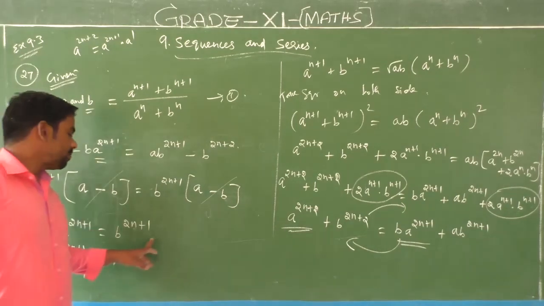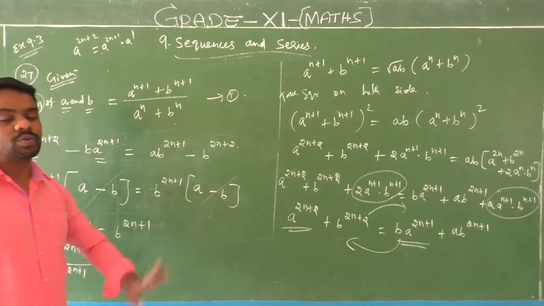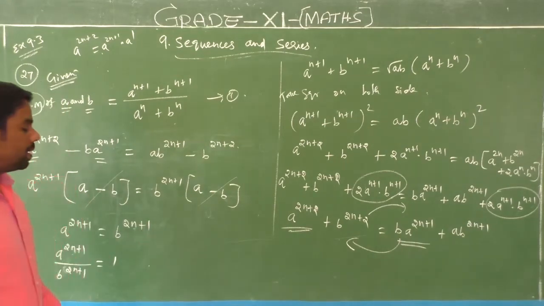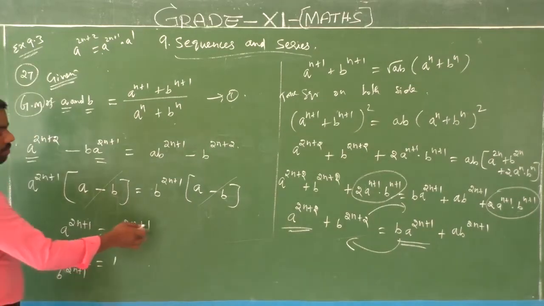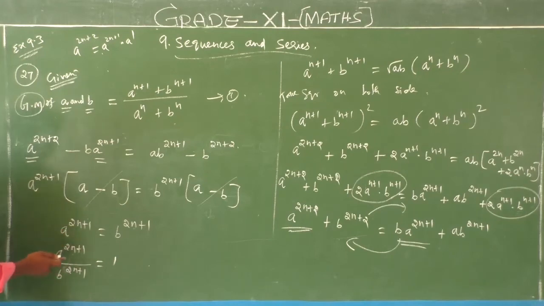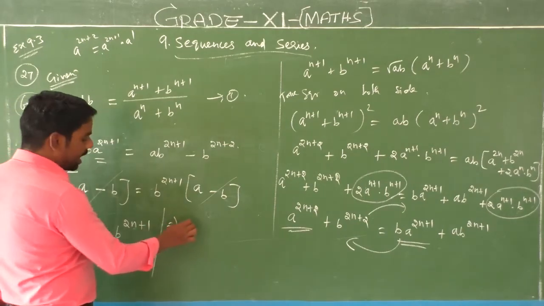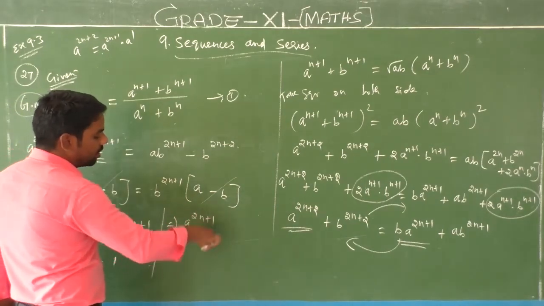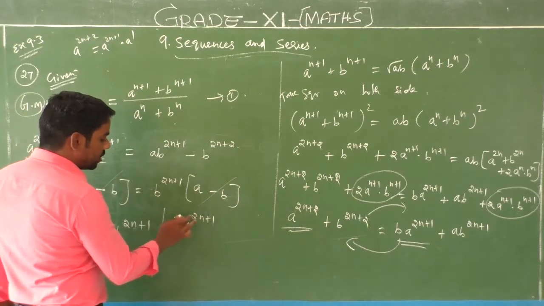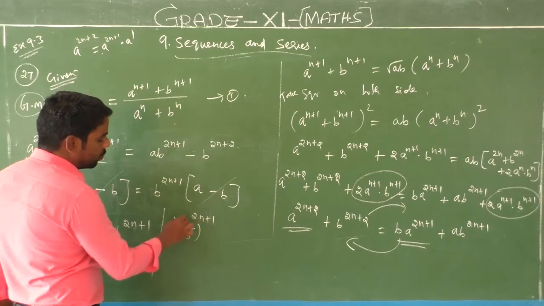This term b power 2n plus 1 is 1 into b power 2n plus 1. A multiple of this term is converted: left side divided by this term. So a power 2n plus 1 divided by b power 2n plus 1 equal to 1, correct? Which implies a power 2n plus 1 by b power 2n plus 1 is written as (a by b) whole power 2n plus 1.